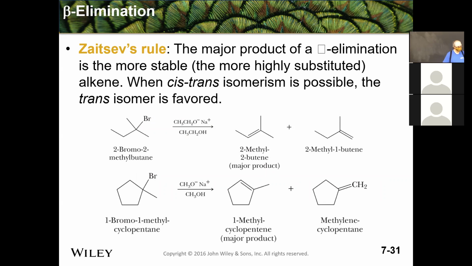All right, this is important to remember. This is what's called Zaitsev's rule. Zaitsev was a Russian chemist, lived in the 1800s, same time as Mendeleev and Markovnikov. According to Zaitsev's rule, the major product of a beta elimination is the more stable or more highly substituted alkene. When cis-trans isomerism is possible, the trans isomer is going to be favored.